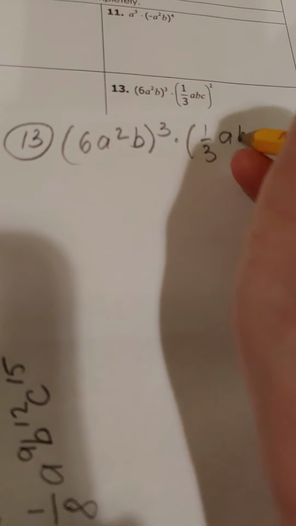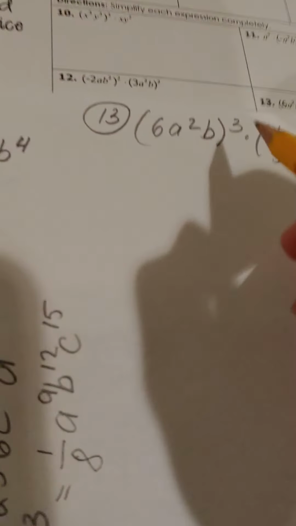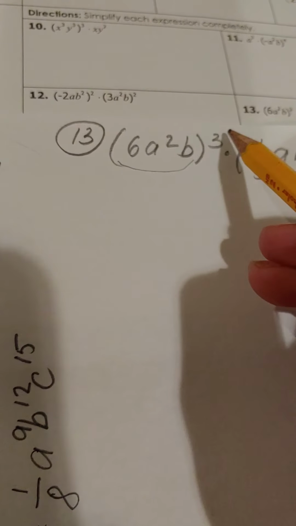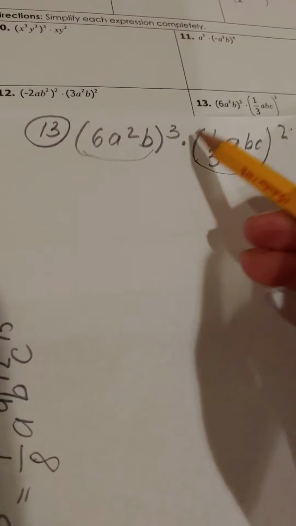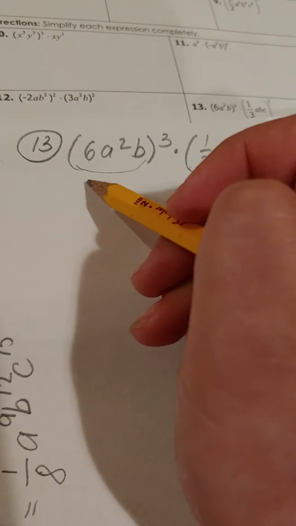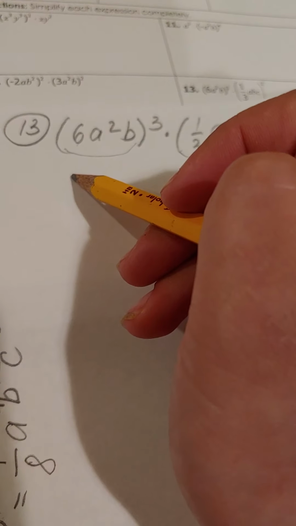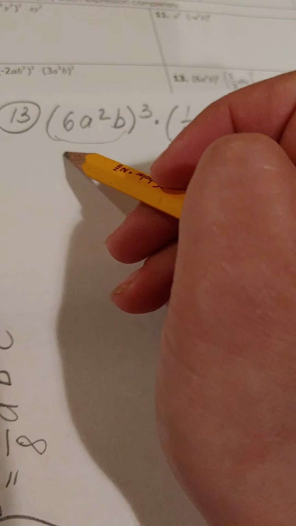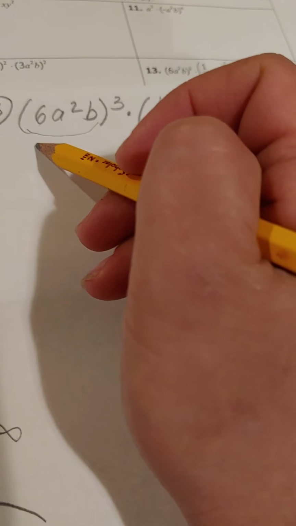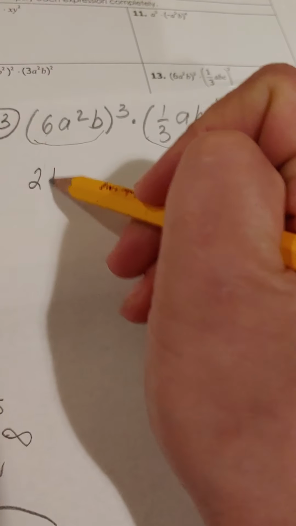All right, now number 13. 6a squared b raised to the third power times 1/3 abc squared. So first we will have to raise all this to the third power, and then we're going to raise all this to the second power, and then we're going to multiply. So 6 to the third power is going to give me, did I copy it right? Yes, 6 to the third power is 216.